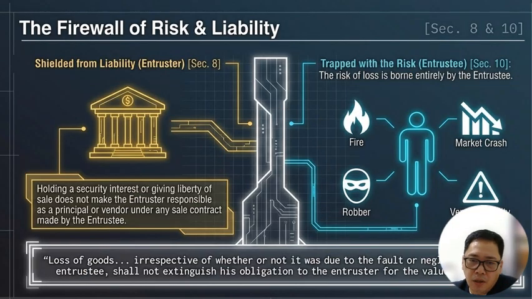So, we again combined Sections 8 and 10 with regards to PD 115. They define the boundaries of liability and the strict allocation of risk between the financier, the entrustor, and the merchant, the entrustee. So, Section 8, the entrustor's shield against third party liability. Section 8 specifically protects the entrustor from being held legally responsible for the subsequent business dealings of the entrustee.